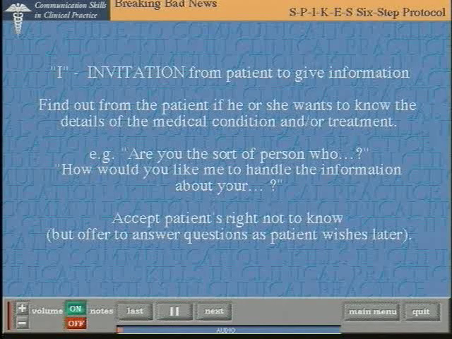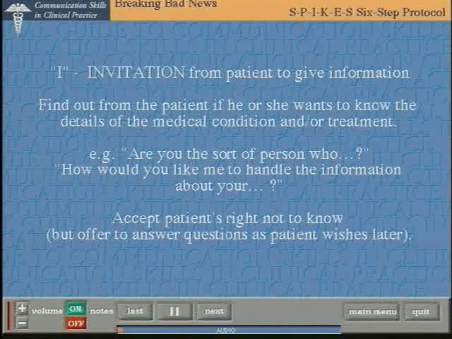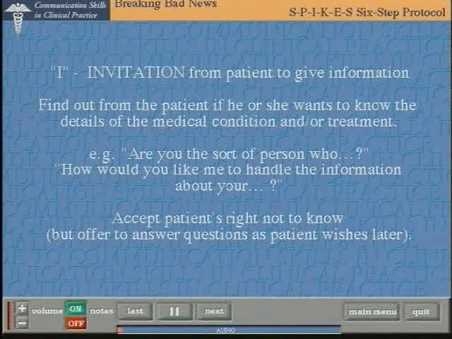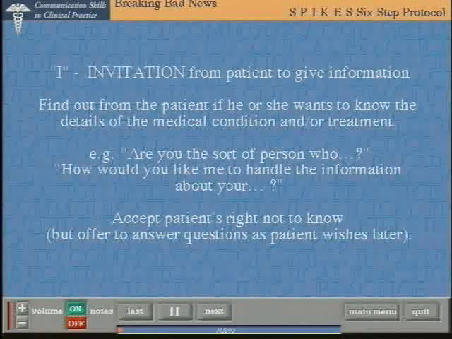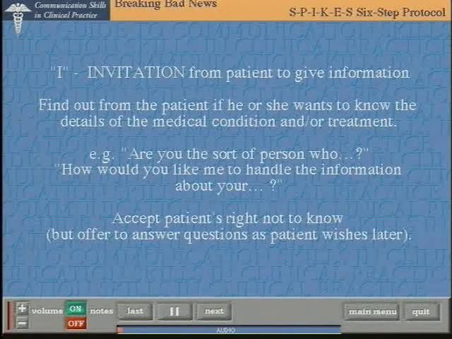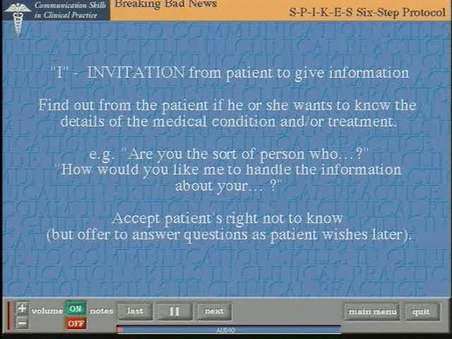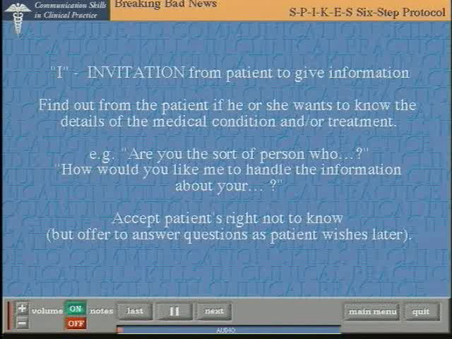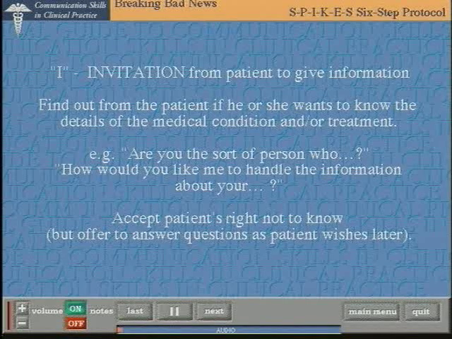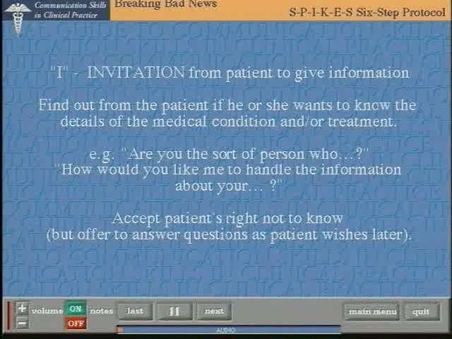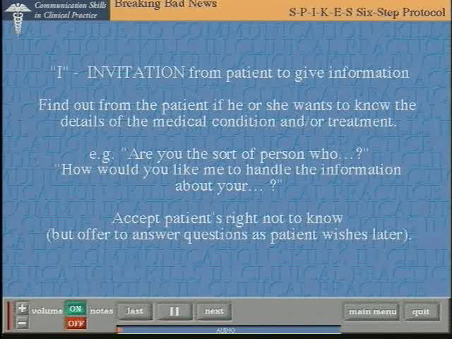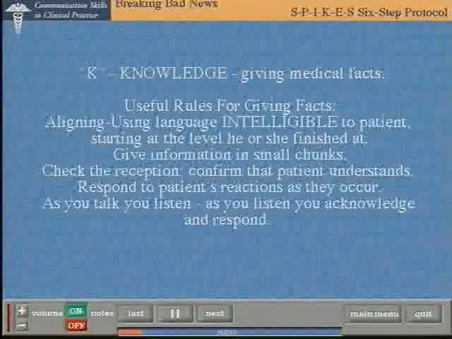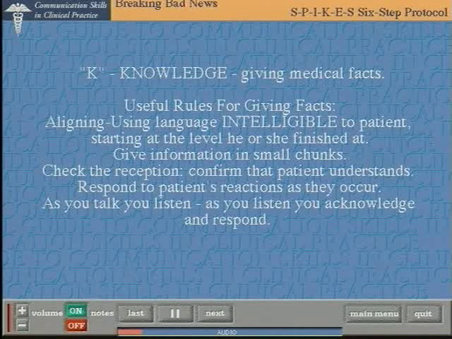If the patient, as happens very rarely these days, says, "No, I don't want to know," then offer to talk to a relative or friend and tell the patient that you'll always answer questions later on, but you won't thrust unwanted information down their throats if they don't want it. Many of these patients will later indicate that they would like information after all. So that is the I of SPIKES. Get a clear invitation. Then K for knowledge, giving the patient the information.